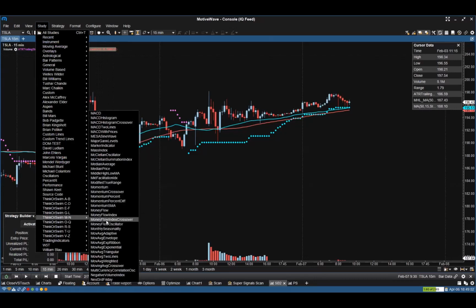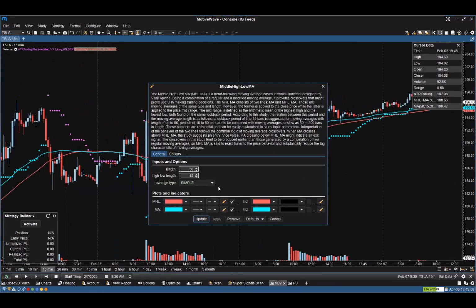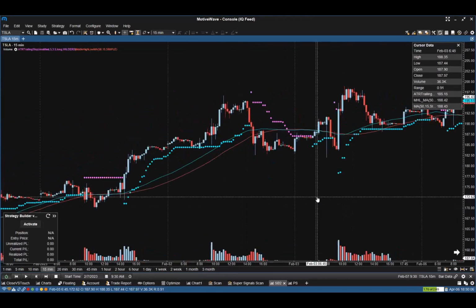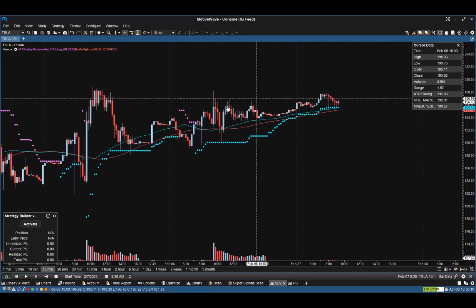And I got that from the M to N section, middle, high, low MA. And it plots these 2 MAs. And they are based on a certain averaging type, a high to low length, and a length for the averaging of them. It's an interesting study. You can read the description of it if you would like. But we are now going to set conditions to build a strategy based on this.